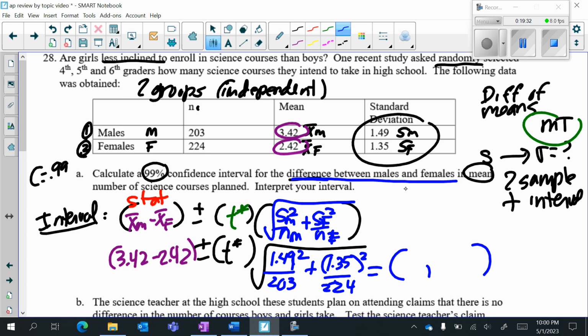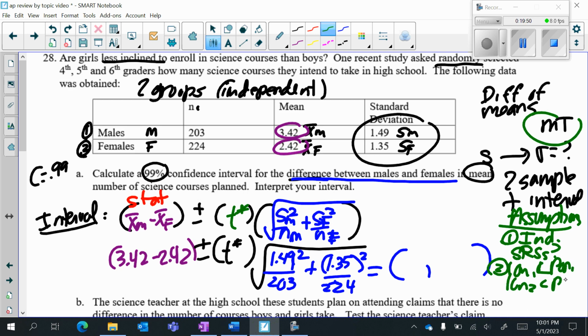Just to go back to assumptions really quick, the assumptions that we had to check, which I mentioned briefly at the top, are that they're both SRSs, but also that they're independent. So are they independent of each other, SRSs? Then you're going to do 10n1 less than pop 1, 10n2 less than pop 2. So you have to do that one twice. And then the last one is CLT, the central limit theorem.